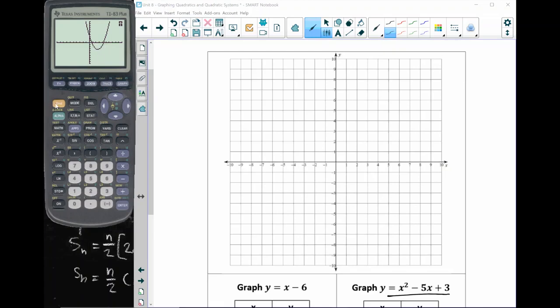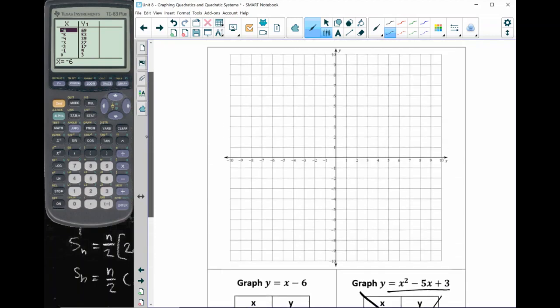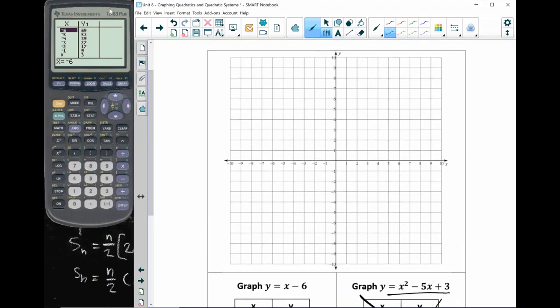Then I can press second graph to get a table. And again, I want to ignore the table on the paper, even though I put it there as an example. I can just cross it out and look at my calculator. Okay, so obviously 69 is too big, 53 is too big, all the way to 17 is too big. So I'm going to start with 9, and I put 9 at the top.